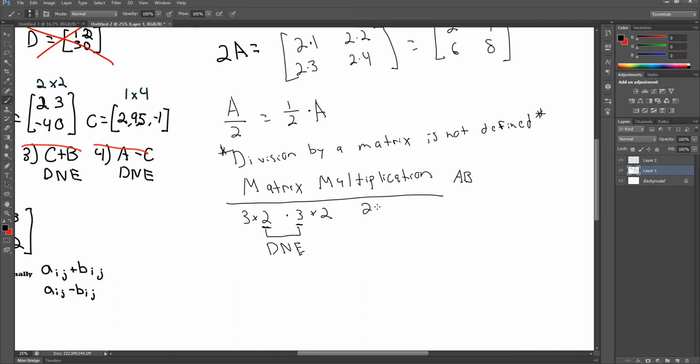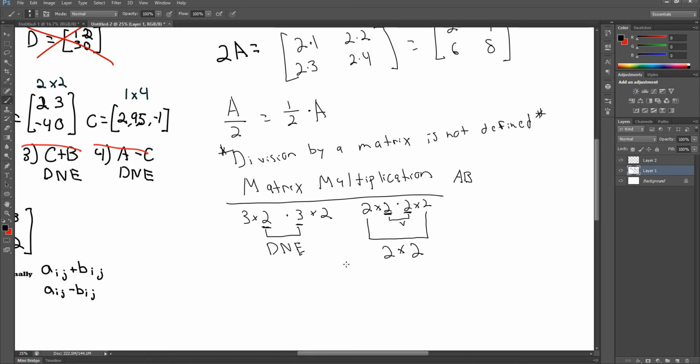If I do have the same number, so if I had a 2 by 2 times a 2 by 2, well, I look at the inside numbers. They are the same, so we're good. My new matrix is going to take the order of the first outside number by the second outside number. So this product, if A was a 2 by 2 and B was a 2 by 2, would yield a 2 by 2 matrix.